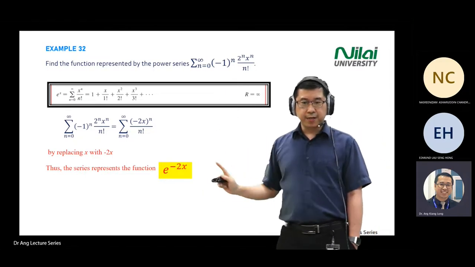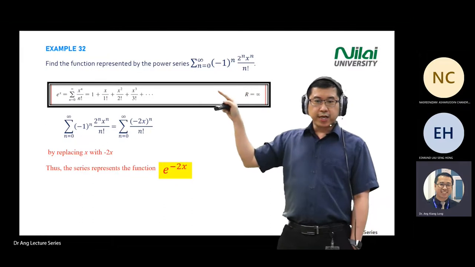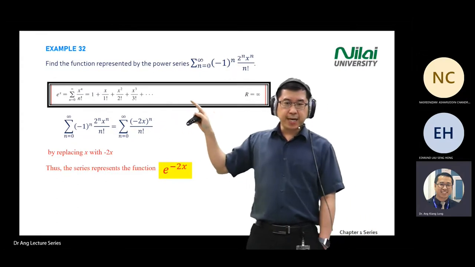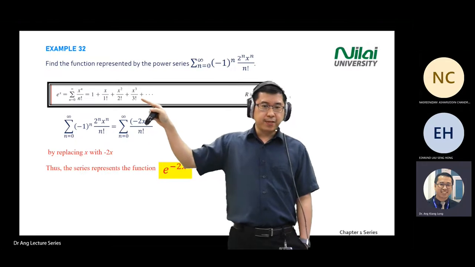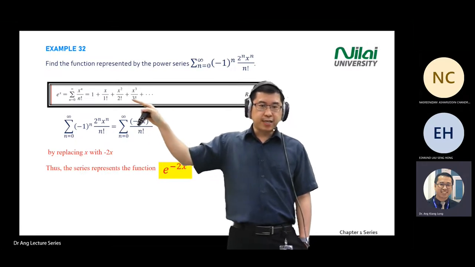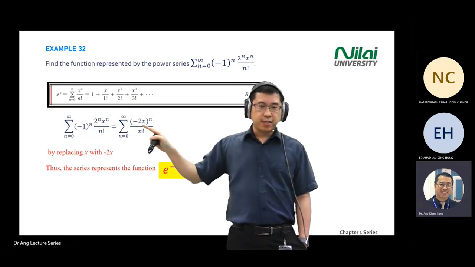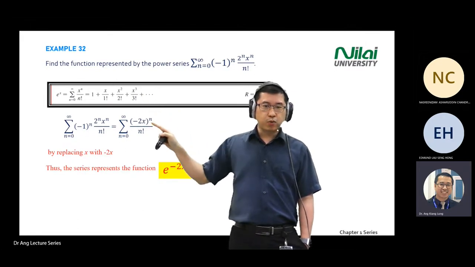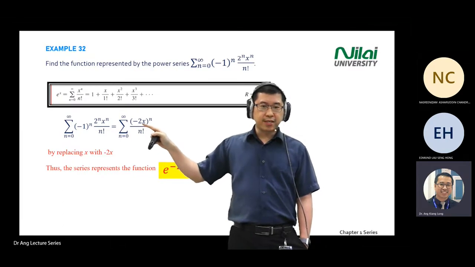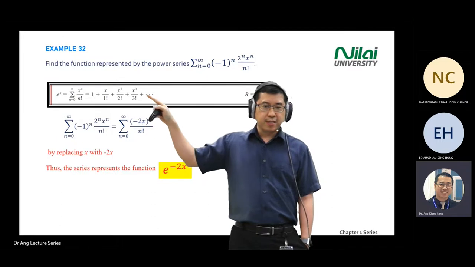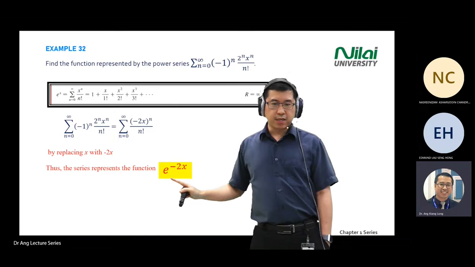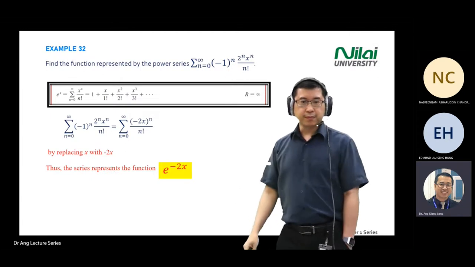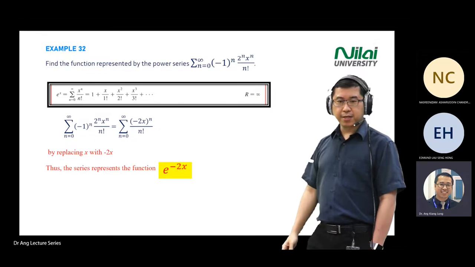Quite easy. The step is quite easy. The concept is quite easy. Look at the question, look at the table, choose the correct one, rearrange into the pattern in the table, and compare side by side what is your x in the table and your answer. For example, in this example 32, x in table 1 is x, but in your answer it is minus 2x. So you know that in table 1 it is e power x, so you replace the x with your answer, minus 2x. So you replace e power x with e power minus 2x. This one is the power series for this one. So basically the steps are standard.